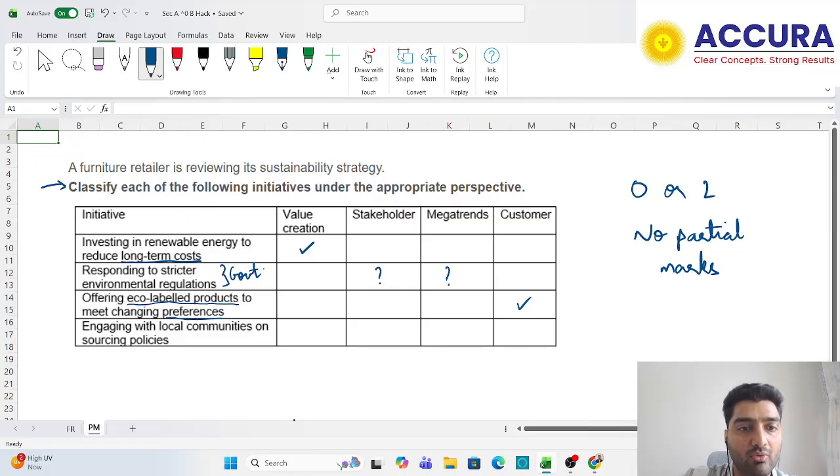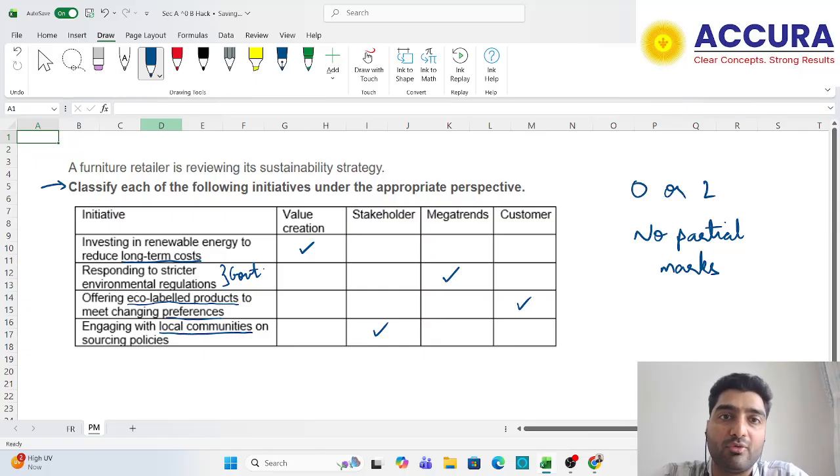Now, engaging with local communities on sourcing policies. Guys, local communities obviously cannot be mega trends. It has to be stakeholder. So I remove this. So definitely my answer to the second initiative should be mega trends. Now, this is how you solve the Section A or B questions smartly.